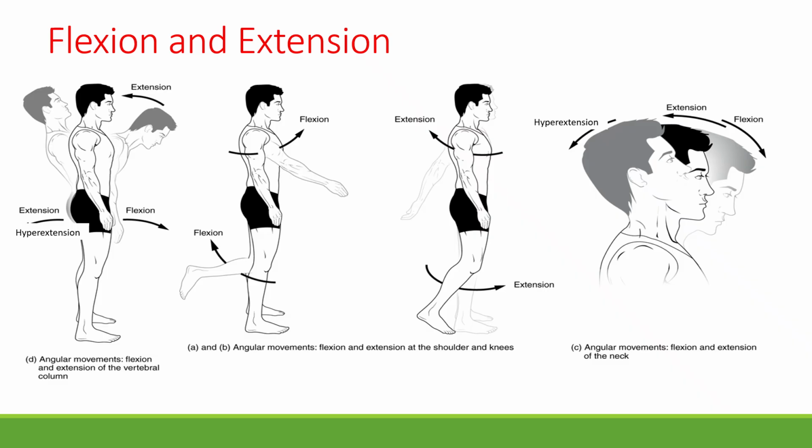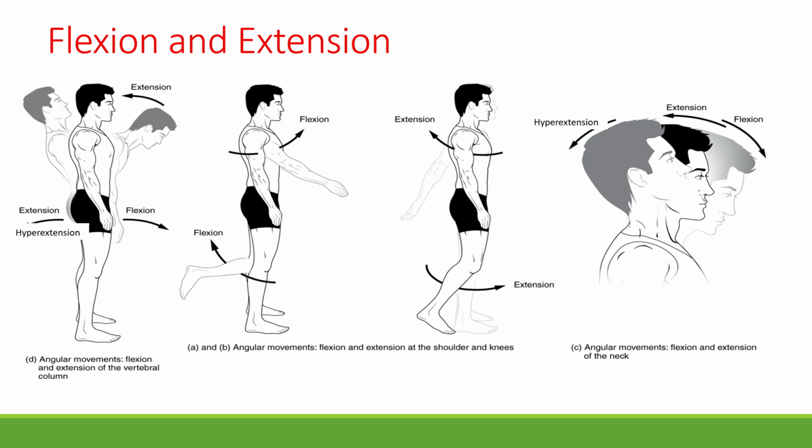So let's take a look at some pictures here. That always helps. So we're looking at bending over. When you bend over, you are decreasing the angle between the upper part of your body and the lower part of your body, and that's a flexion. When you stand back up, you're increasing the angle between the upper part of your body and the lower part of your body, and that's extension. And if you can bend way back, that's called a hyperextension.